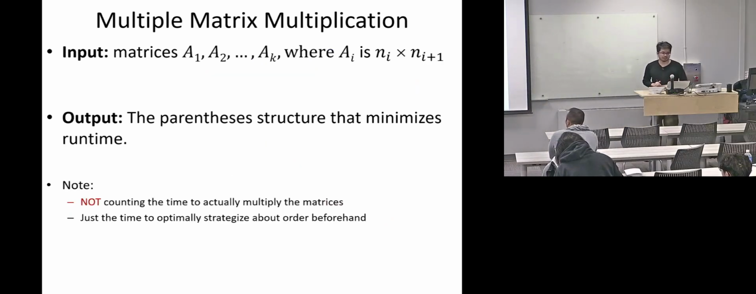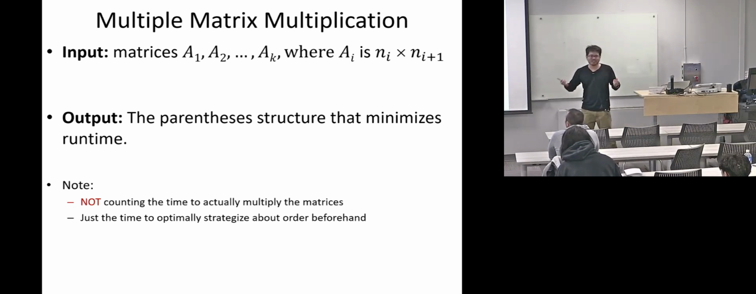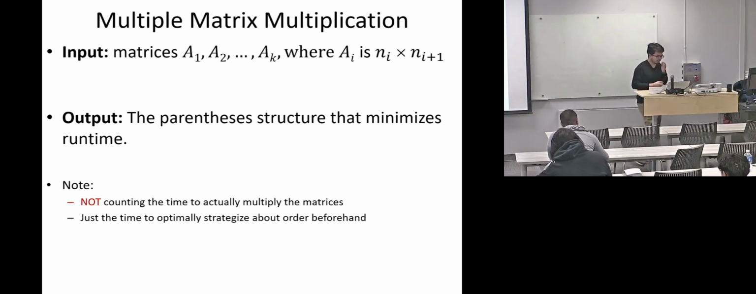Okay. So I'm not asking you about what is the end result. I'm asking you about what's the best way to multiply this sequence of matrices. Okay. So given this sequence of matrices, output the parenthesis structure that minimizes the total runtime for multiplying. Okay. That's the question. And it's not that clear how we approach this.